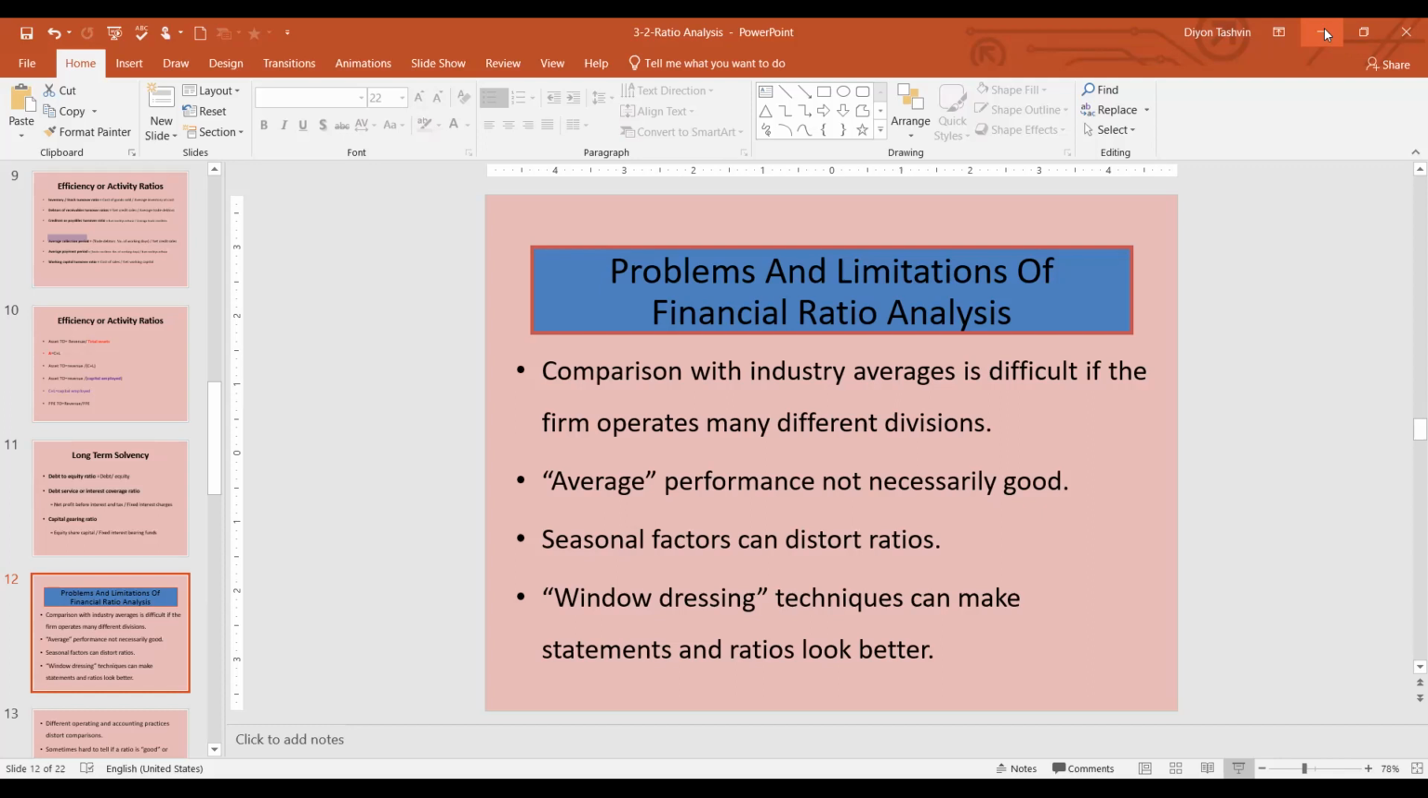So in the DuPont analysis, you will analyze the relationship between debt, return on assets, and return on equity.